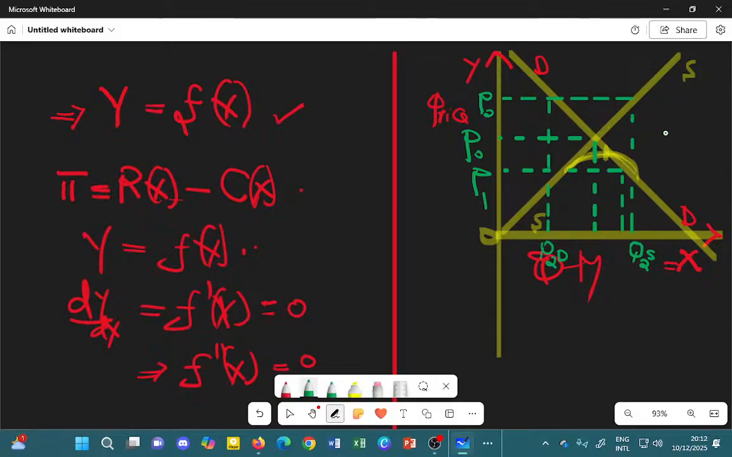Then I have this, and I will call this P naught and this Q naught, to mean it is the equilibrium. It's the equilibrium price, it is the equilibrium quantity, and this is the equilibrium price. And then what else do I have here?